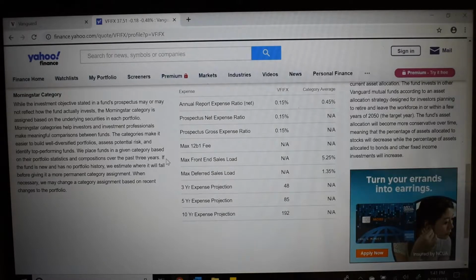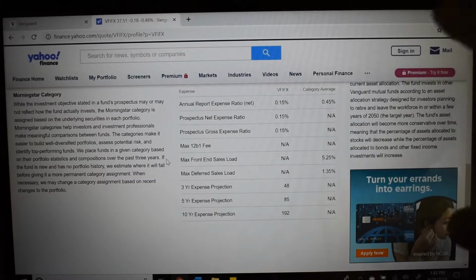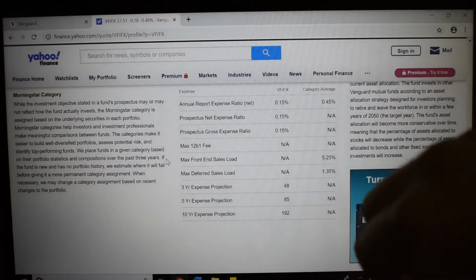So I invested with Vanguard because they have one of the lowest expense ratios and fees in the industry, but they still have fees, they still have expenses. This is taken from Yahoo Finance again, and this is one of the funds I have with Vanguard, and it just shows you the different expenses and fees.